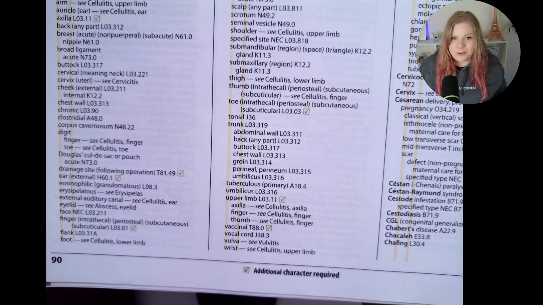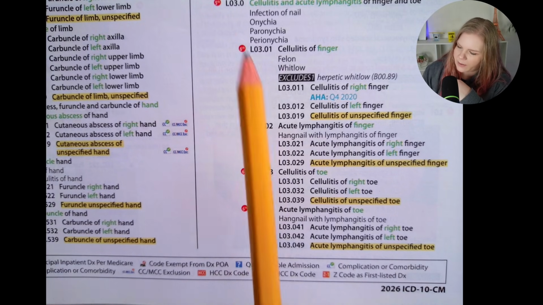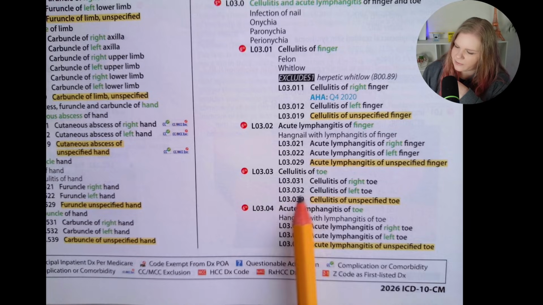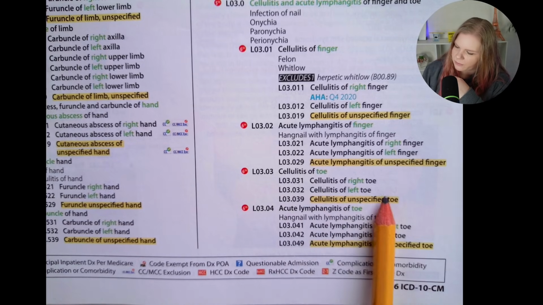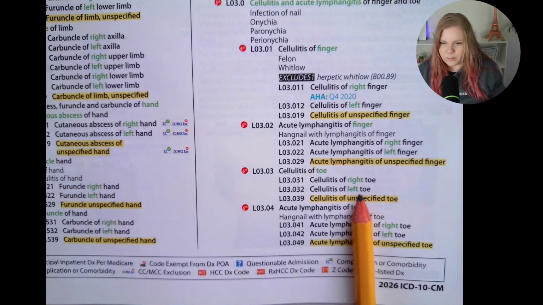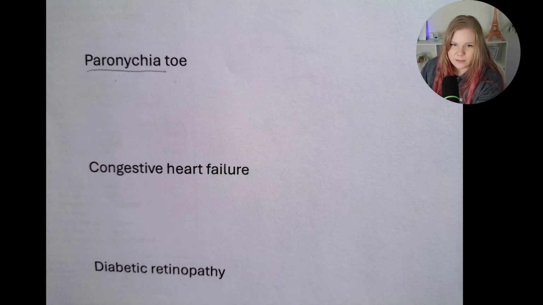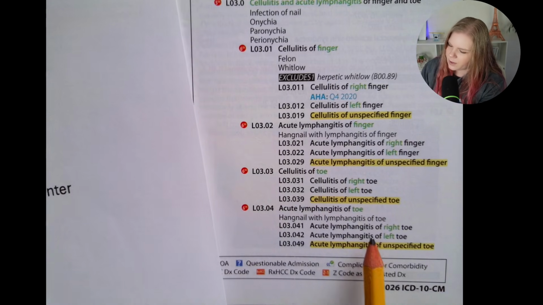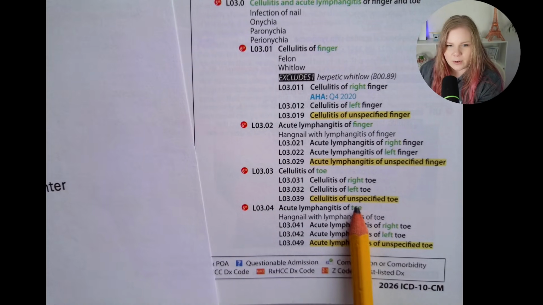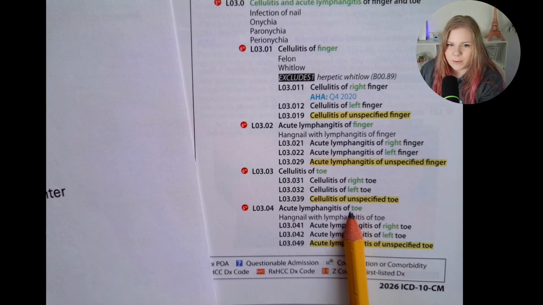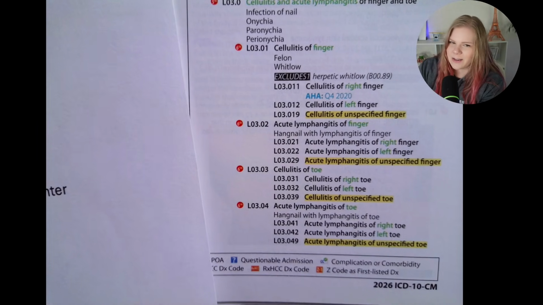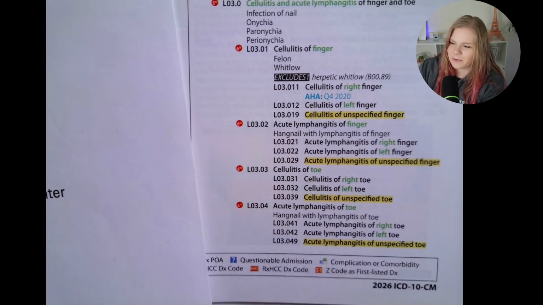We get denials or things sent back in the EMR. And here we are, L03.03, cellulitis of toe. Was it the right or the left? Let's take another look at our paper. It doesn't tell us. So in that case, it's unspecified, right? It's not right. It's not left. It's unspecified. They did not tell us. They didn't say, is it going to be right or left?